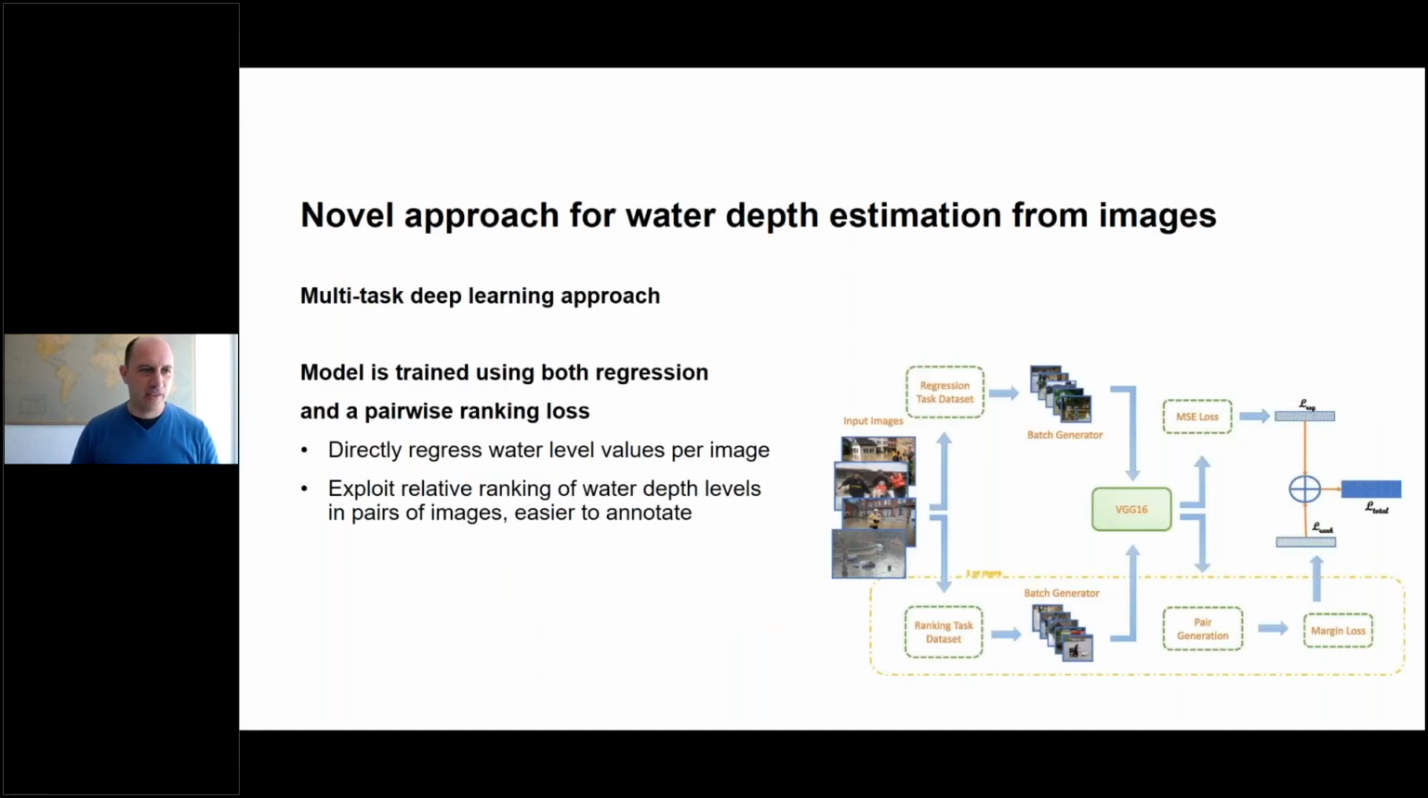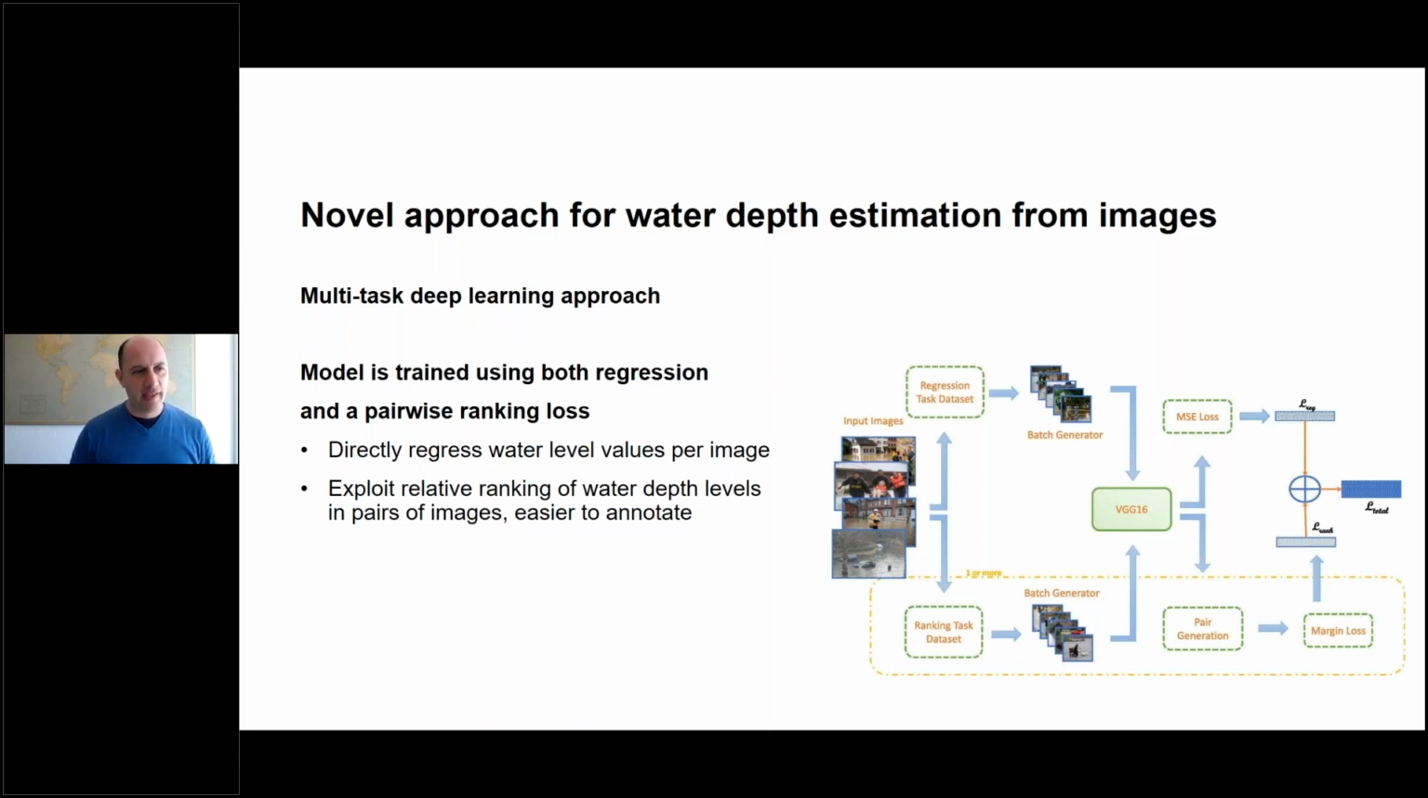As Antonio just mentioned, our approach is based on machine learning. It's a multitask deep learning approach. I will not go into the details here. We tried different models: a regression model only, a regression model with multiple data sets, and the latest development was a regression model coupled with a ranking model. Basically, for the regression, we look into labeled images and assign a water level to each of these images and then train the model.